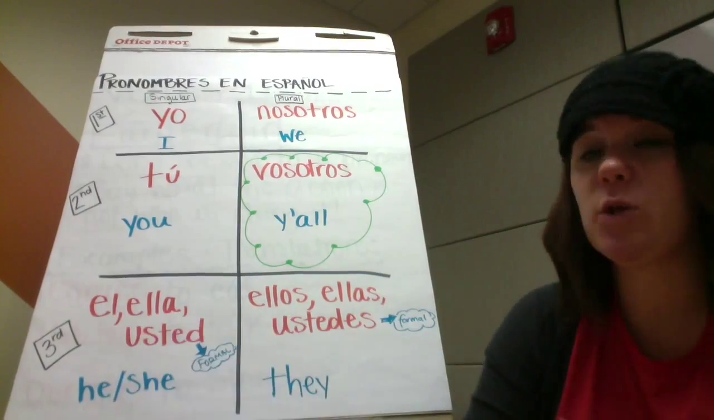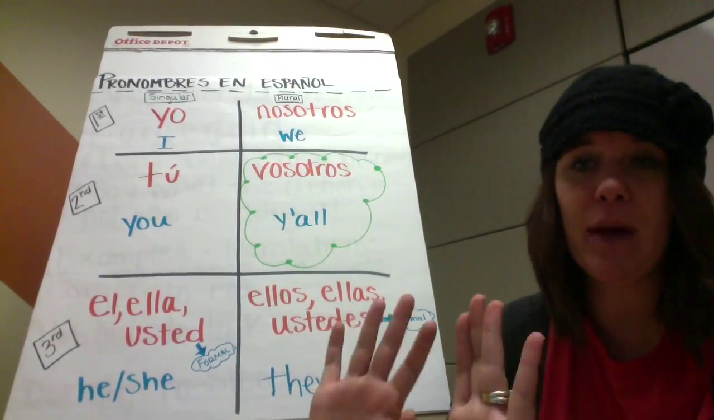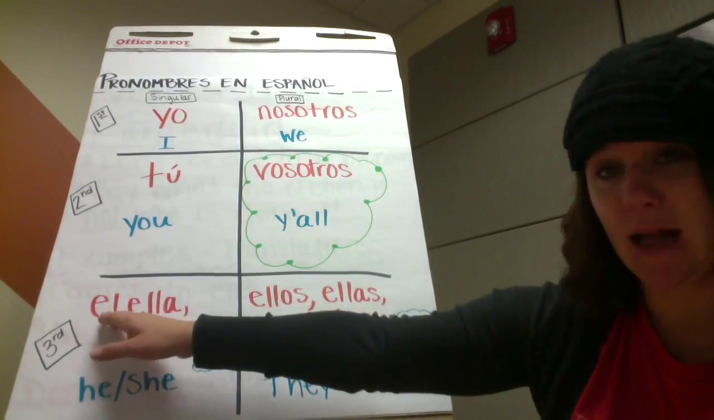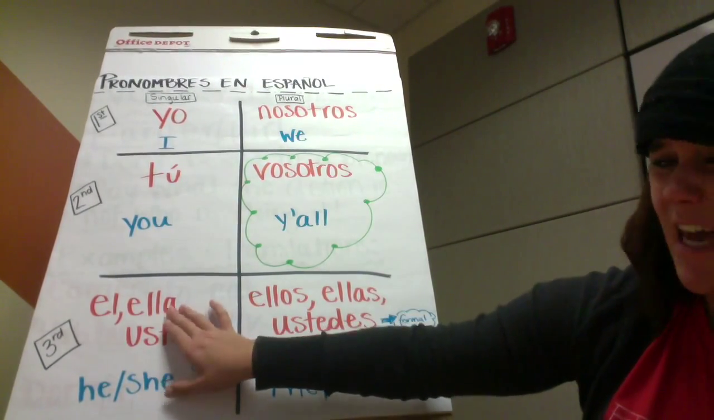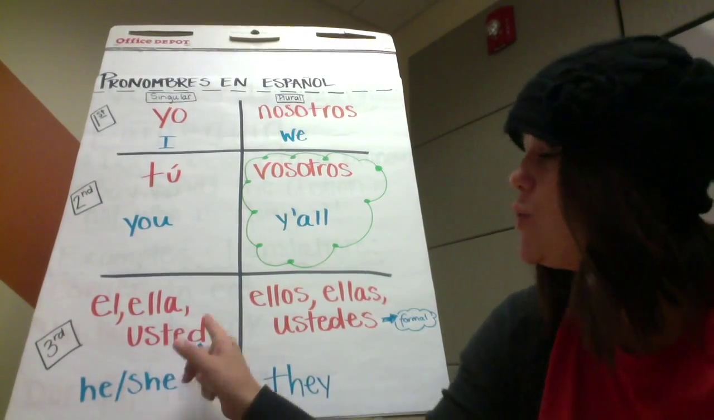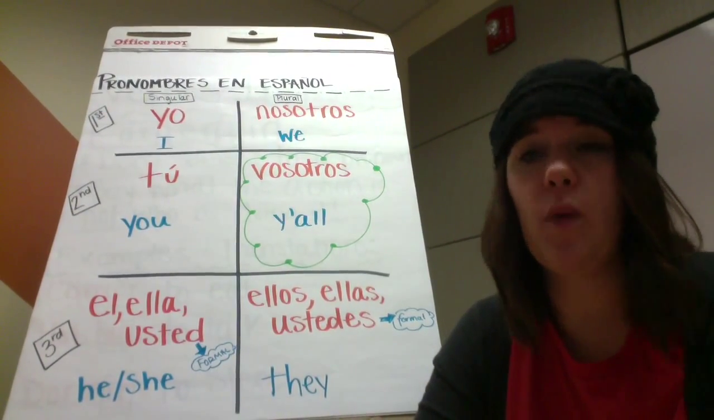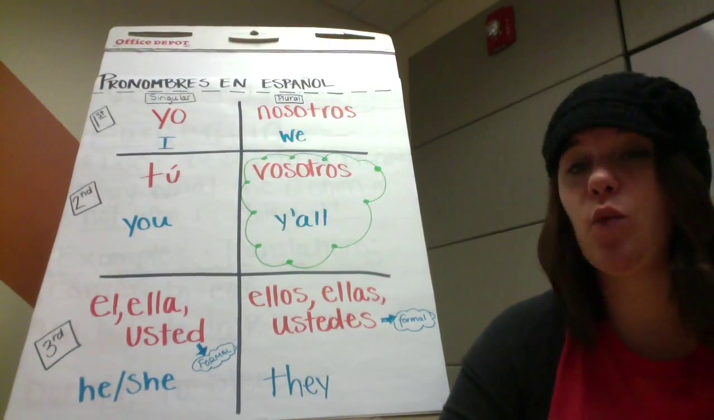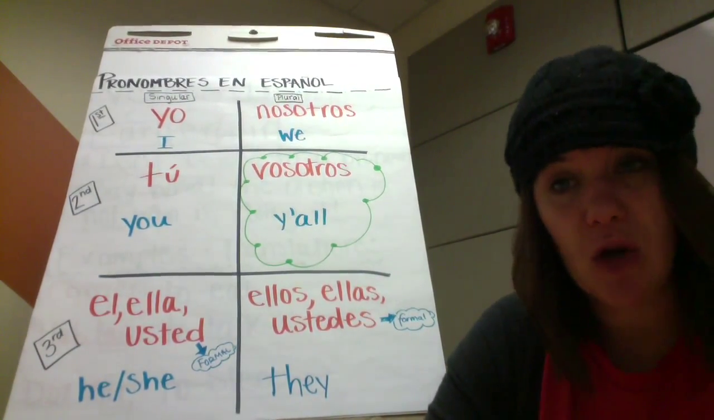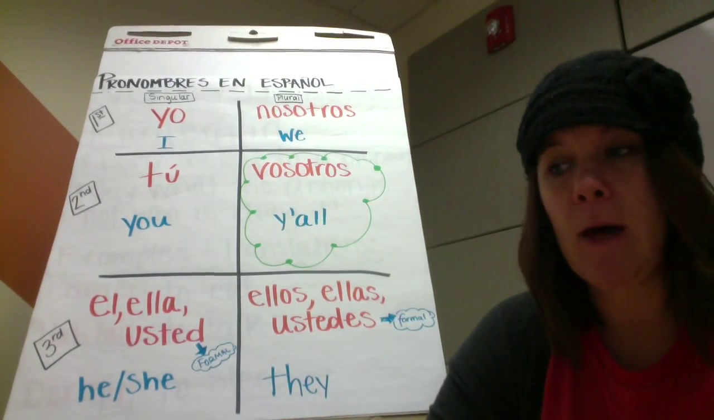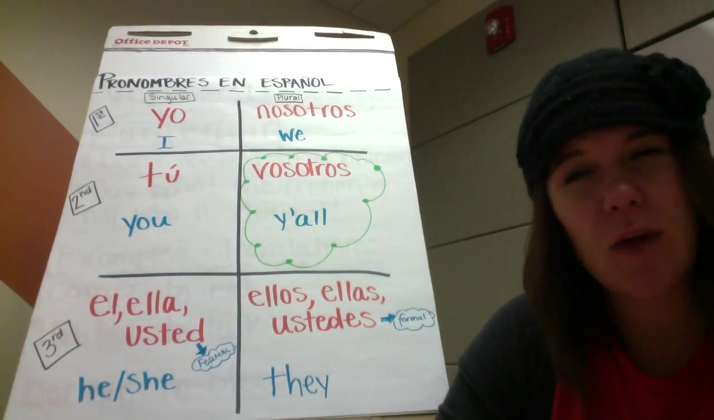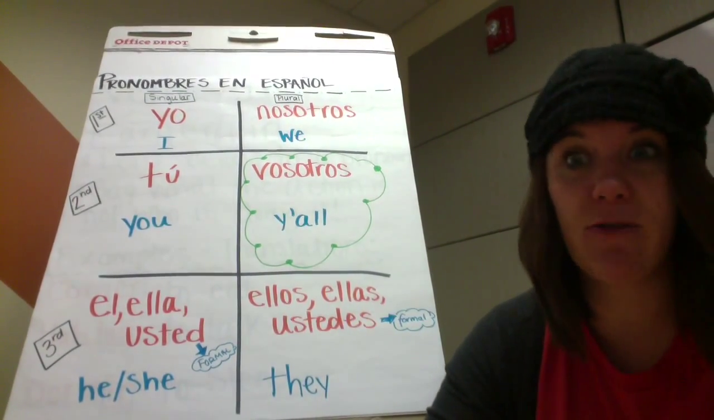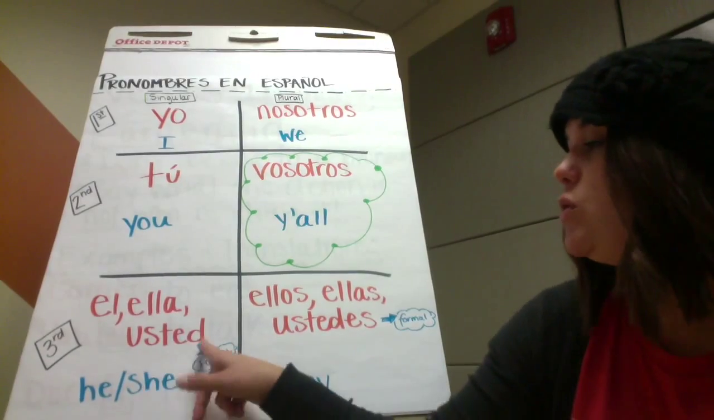In Español, because we have masculino y femenina palabras, masculine and feminine words, we can say él for he, ella for she, or we can also use usted, which is the formal way of saying he or she in Español. So you would use usted when you were talking to somebody that you didn't know, somebody that was maybe older than you or had a title that was different than yours, a higher title like the president or a teacher or a minister of a church. That is where you would use usted.